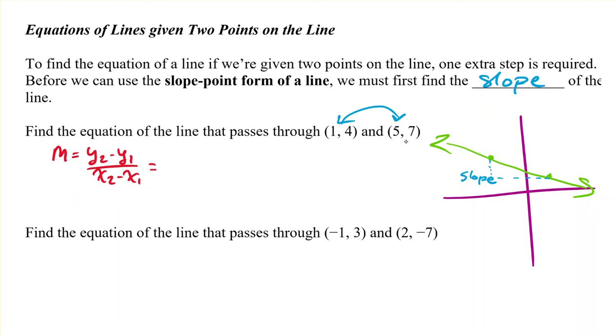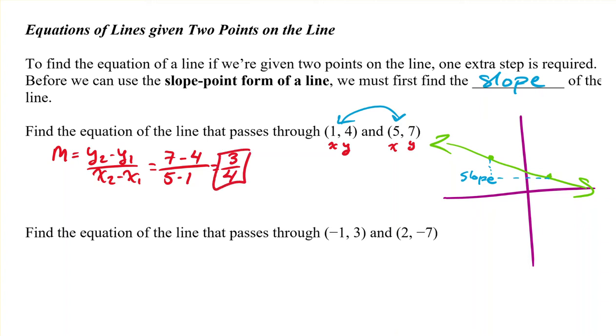y2 is the y value of our second point. So these are both x and y. So the y value of our second point, 7, minus the y value of our first point, 4, over the x value of our second point, 5, minus the x value of our first point, 1. So 7 minus 4 is 3, 5 minus 1 is 4. Good, we found the slope.